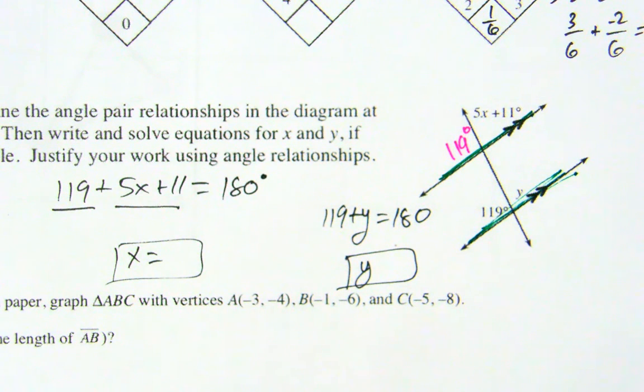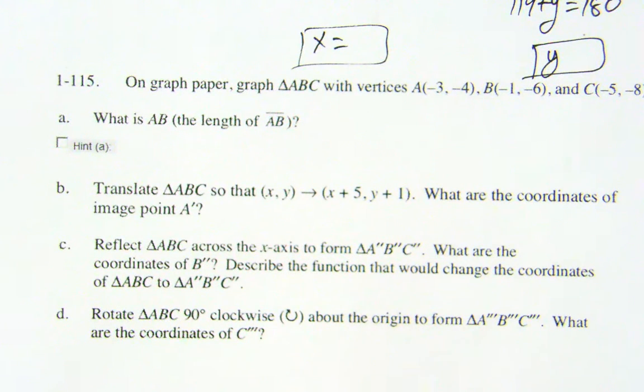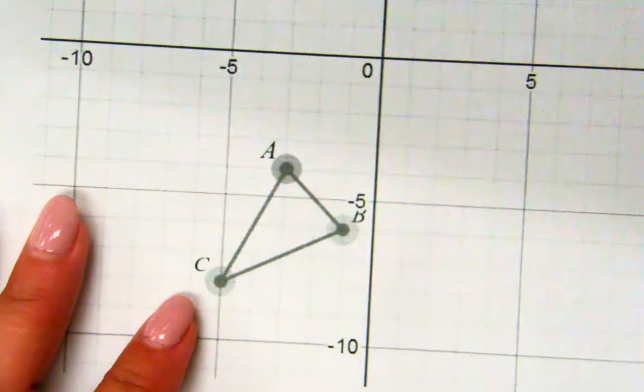115. We have on graph paper graph ABC with the vertices -3, -4, -1, -6, -5, -8. I don't know why they all have to be in the negatives, but apparently they really wanted it to be in the negatives. What is the length of AB? Okay, so that's the important one. And then B, C, and D translate, reflect, and rotate. So the main one is what is the length of AB? So we're going to talk about that first.